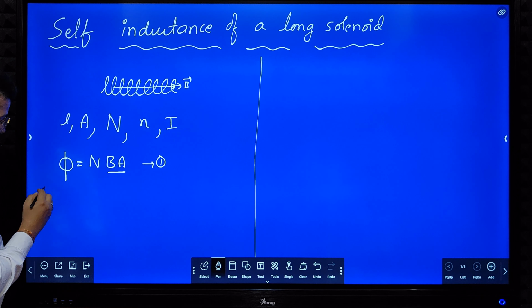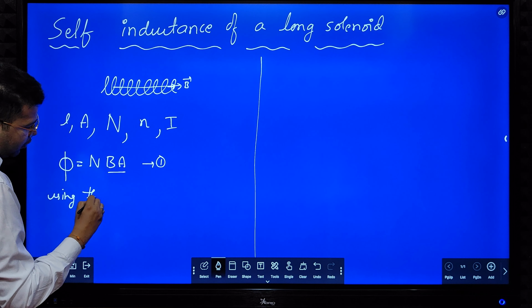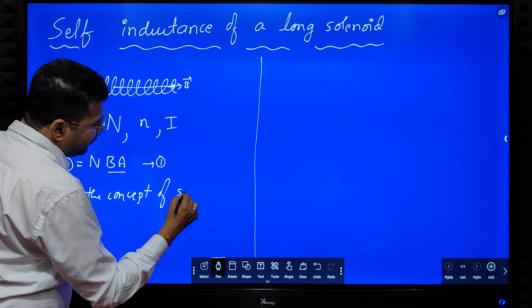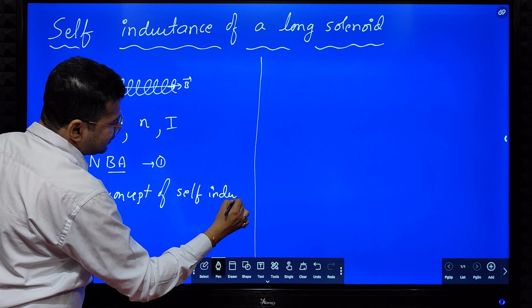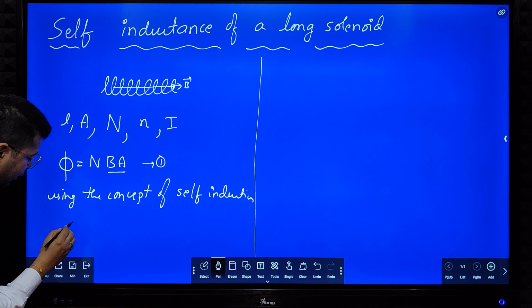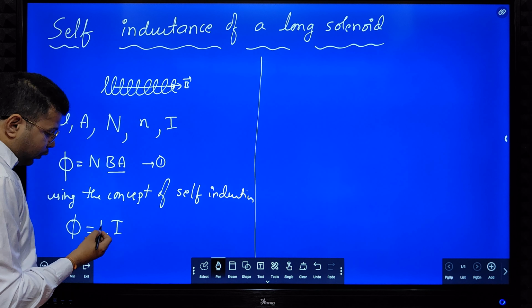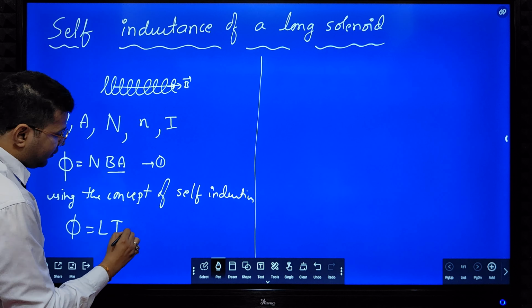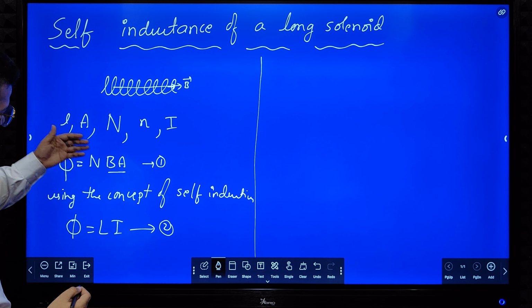And using the concept of self-induction, or self-inductance, we also know that flux is equal to L into I, where L is called self-inductance or coefficient of self-induction. This is equation number 2. So we have written 2 equations for magnetic flux.